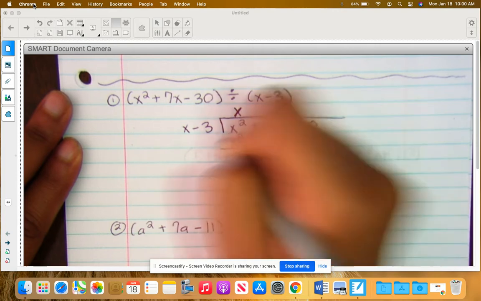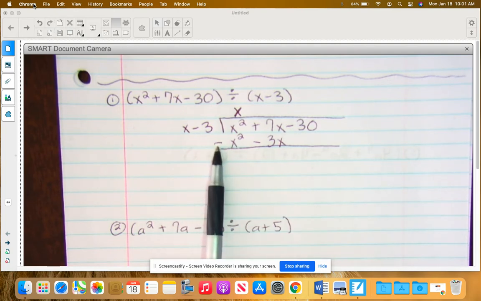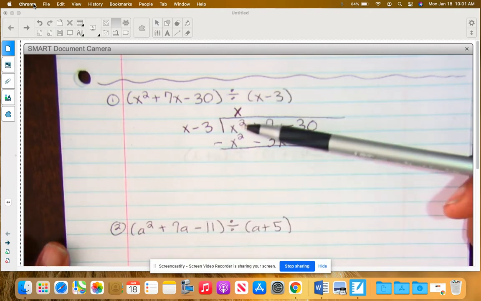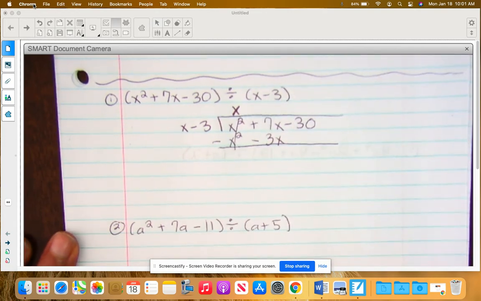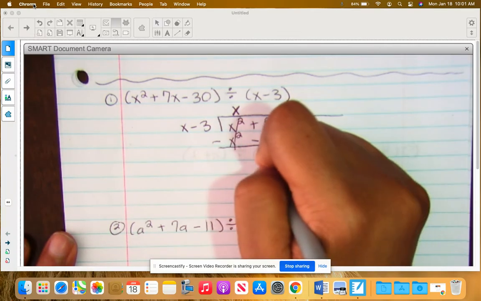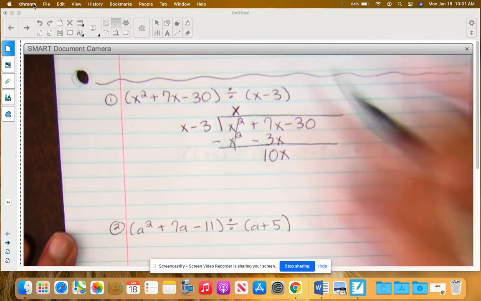Draw the line, subtract. Make sure you put subtraction out there to the side so that you do not get the wrong sign. That is probably the most common mistake that I see students make, is that you don't put the subtraction out there and you subtract incorrectly, or you add, but this is subtracting. X squared minus x squared goes away, gives us 0. 7x minus negative 3x gives us 10x. Bring down the negative 30. I haven't touched it. Bring it down.